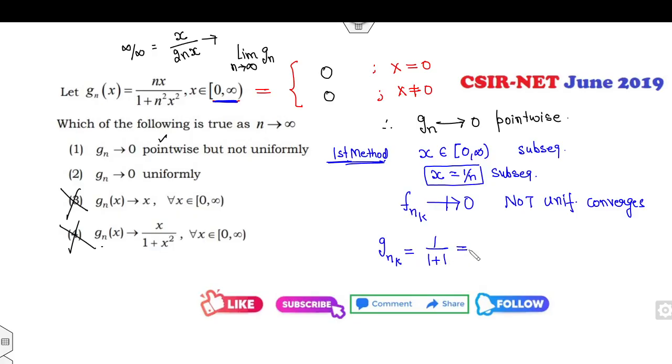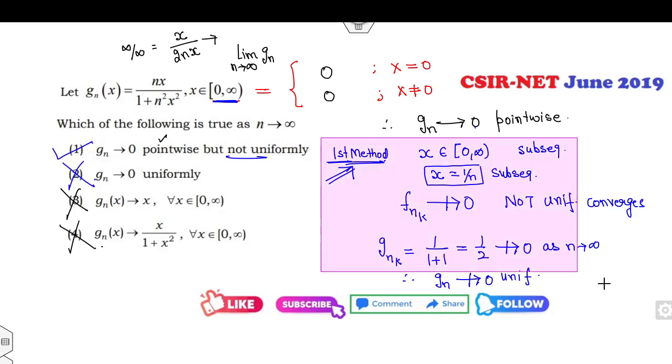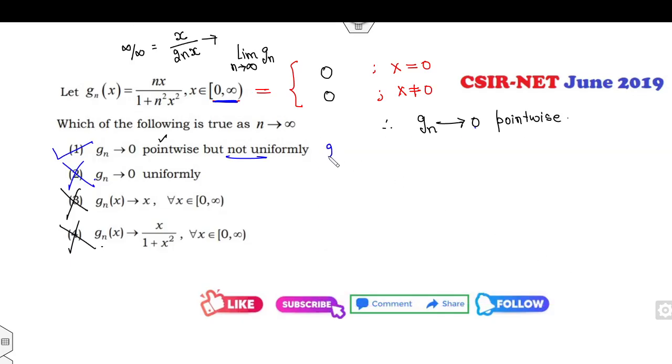1 over 1 plus 1. This is 1 over 2, which does not go to 0 as n approaches infinity. So therefore, g of n does not converge to 0 uniformly. Fine. So not uniform, this option is cancelled. Remember again, students, you can use this shortcut trick only if you want to discard the options. Second method, how can you use the second method?